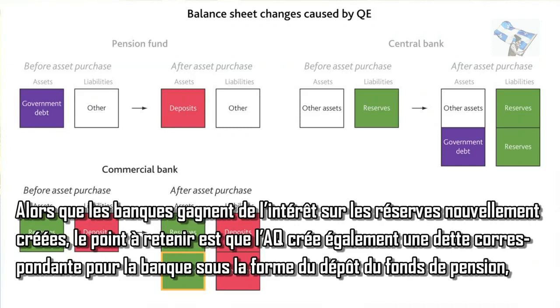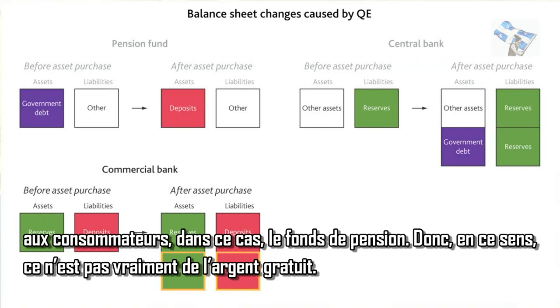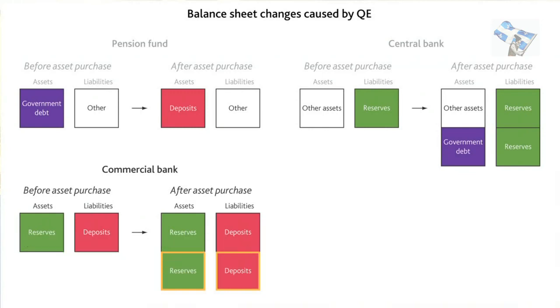Now, while banks do earn interest on the newly created reserves, the key point is that QE also creates an accompanying liability for the bank in the form of the pension fund's deposit, which the bank will itself pay interest on. In other words, QE leaves banks with both a new IOU from the Bank of England, but also a matching IOU to consumers, in this case the pension fund. So in that sense, it's not really free money.